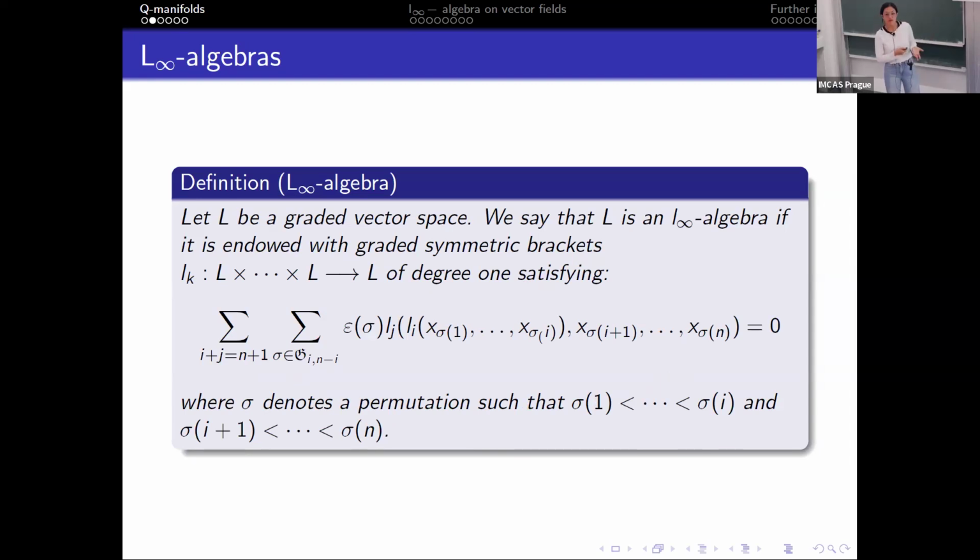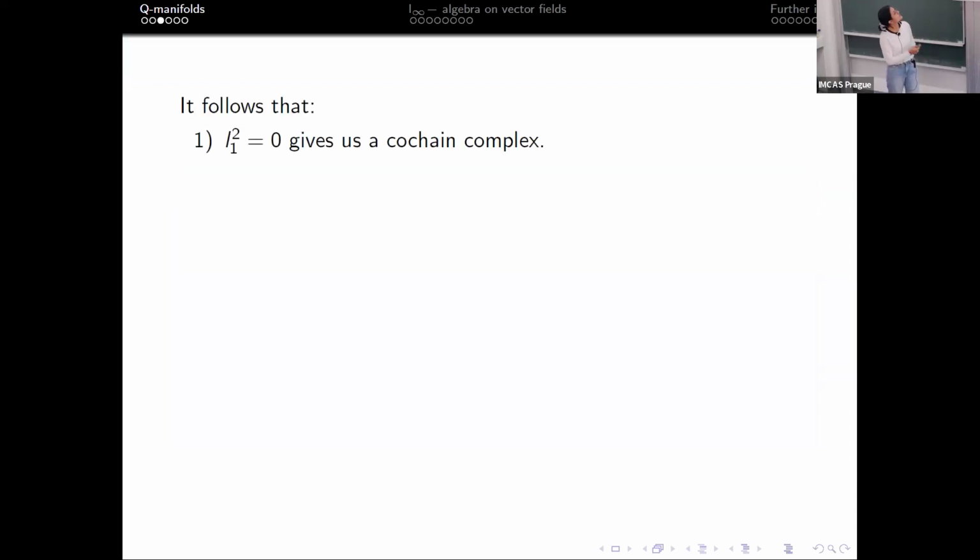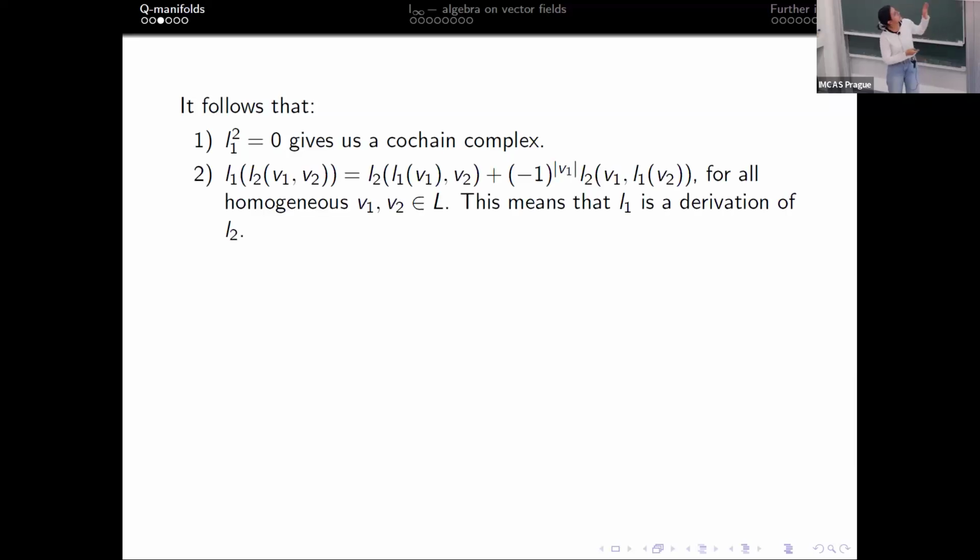And I know that this formula doesn't say too much to us, but I am going to explain in the following what is the meaning of the first identities. In the first case, we obtain that the square of l_1 is 0. This means that we can talk about a cochain complex, and we have a differential here. Secondly, we obtain the formula written here. This is telling us that l_1 is not only a differential, but a derivation with respect to the product.